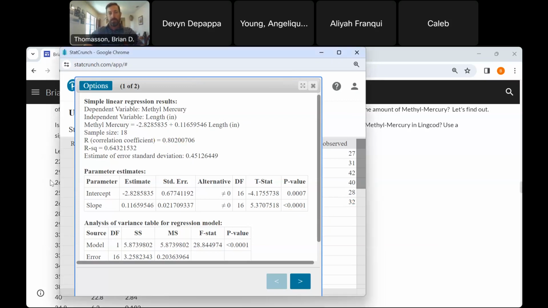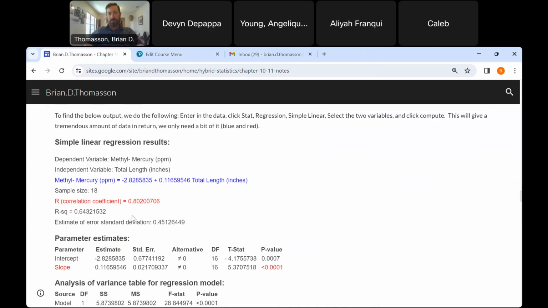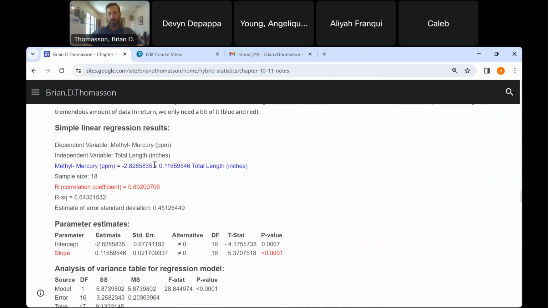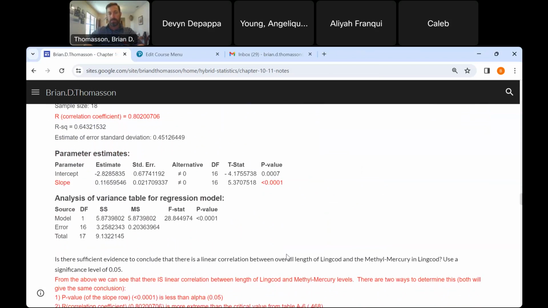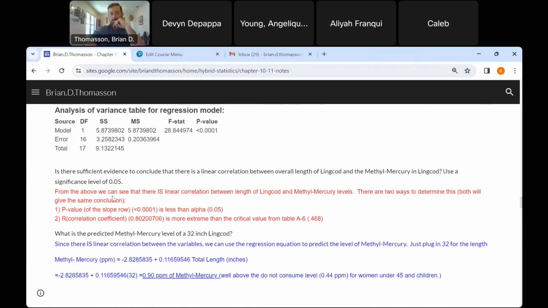All right, so let's go back to our question. So I have all these results. This is the StatCrunch results. We have our methylmercury regression equation. We have our R value. We just talked about the p-value of the slope. Here I have all this in red actually. So the first question: is there sufficient evidence to conclude there's linear correlation between the overall length of lingcod and methylmercury? Well, from above, we can see there is linear correlation.